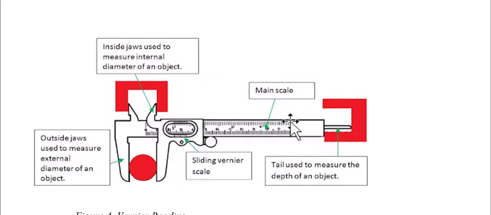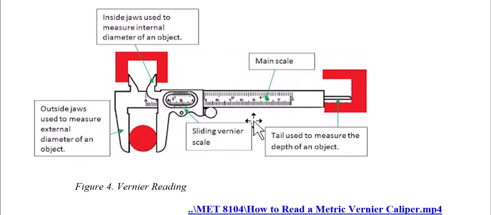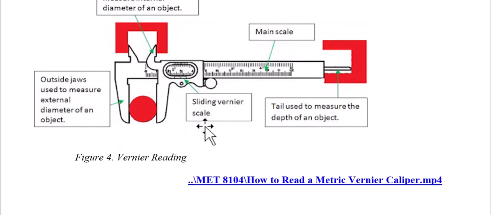So this is how you can measure the internal diameter, how you can measure the external diameter, and this is how you can measure the depth. So after measuring depth, then you read both main scale and vernier scale as shown in the following video. So look at this video, start from this video, and then we shall come back and conclude.